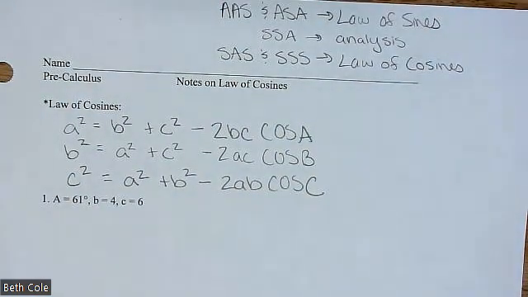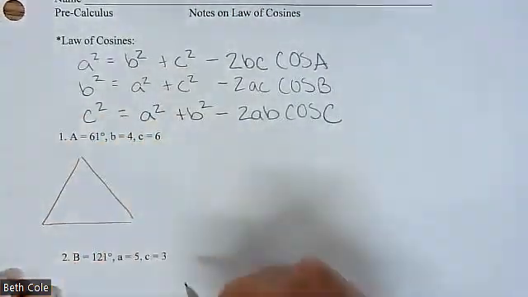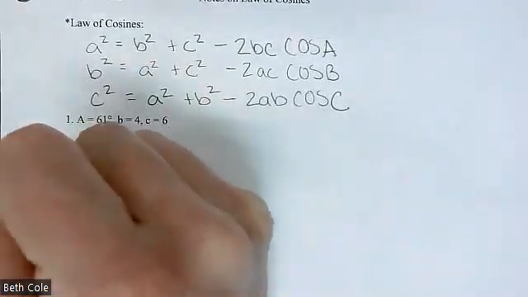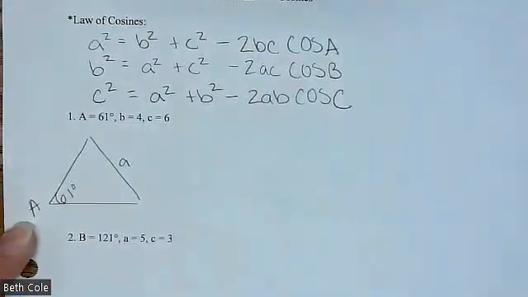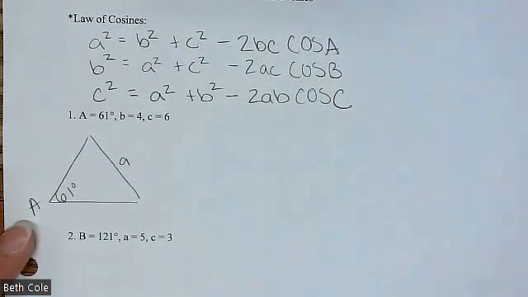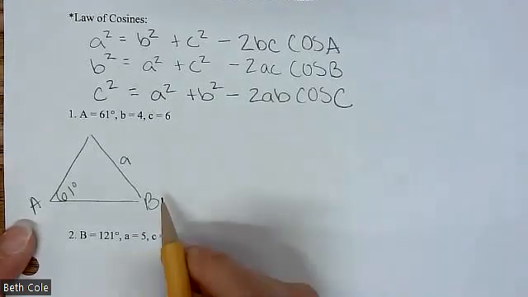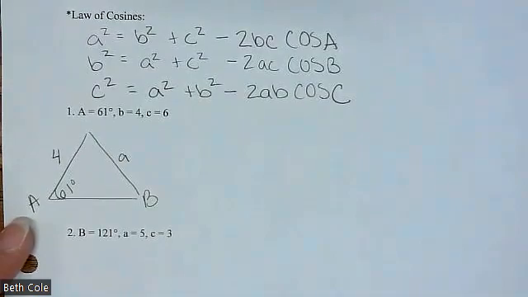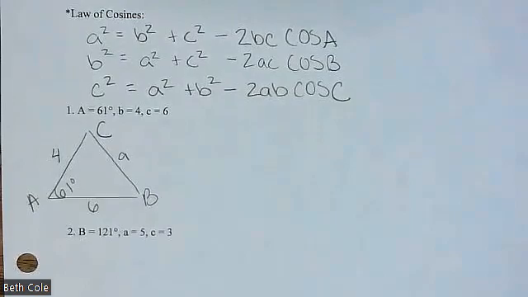Let's put cosine, okay? So, draw a triangle. Start at the bottom left. Just always do them the same way. A is 61 degrees. Across from that is little a. We don't have little a, so just put a little a. All right, B is going to go down here. Across from that, I put 4. C goes at the top. Across from that, 6. What's the pattern?